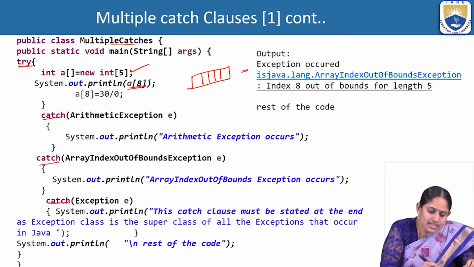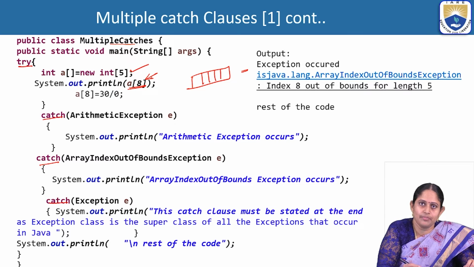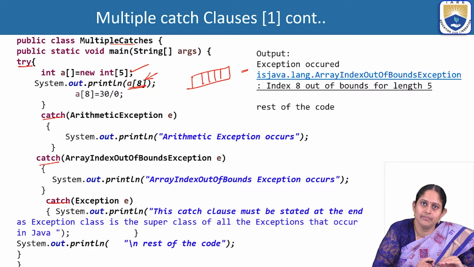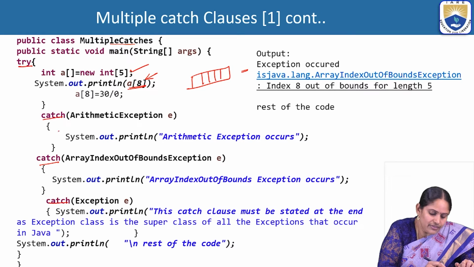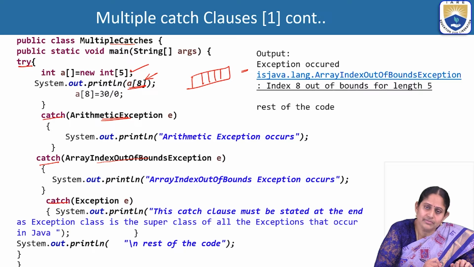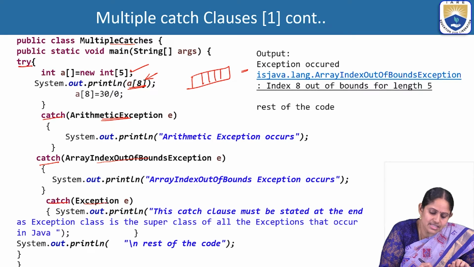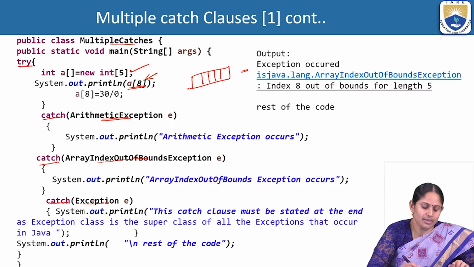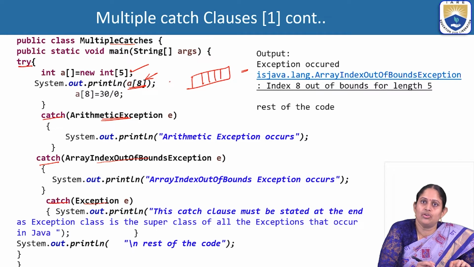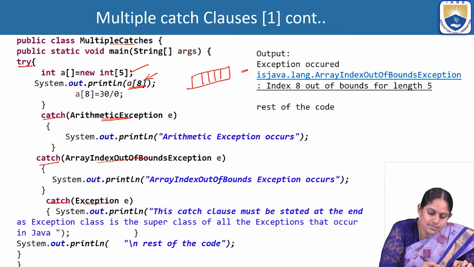So at this point, an exception will be thrown. When an exception is thrown, it has to be caught by some catch block, right? Here we have defined 3 catch blocks. One is for dealing with the arithmetic exception, the second is dealing with the array index out of bound exception, and one is for general exceptions. Here the array index out of bound exception is thrown.